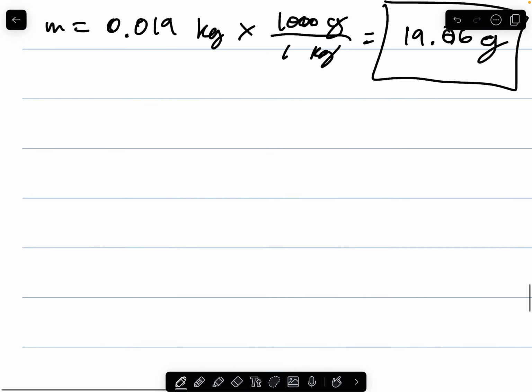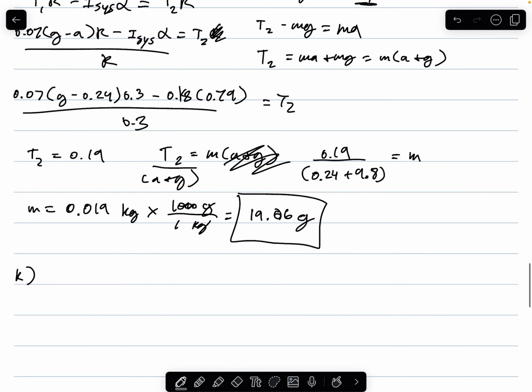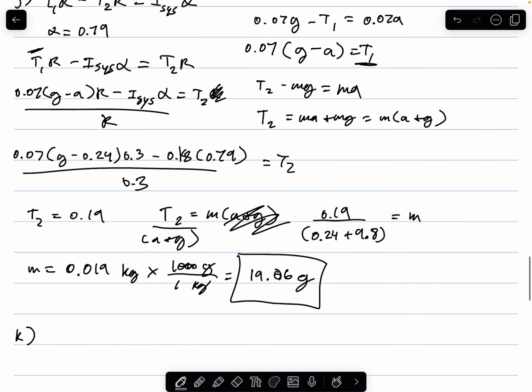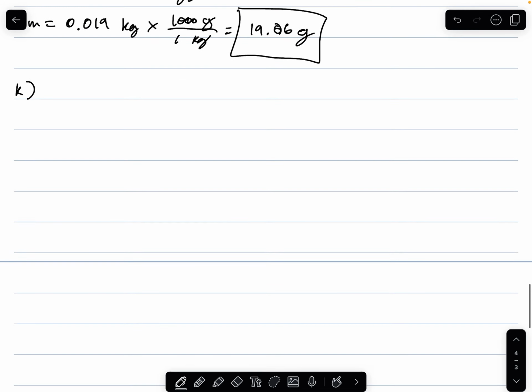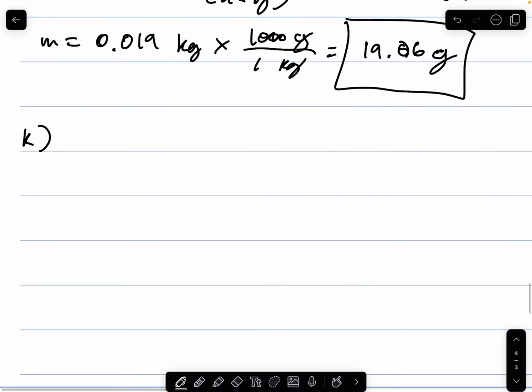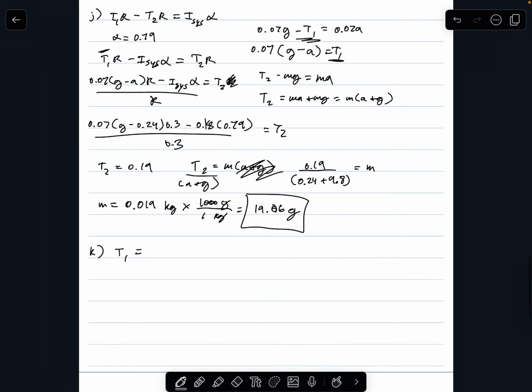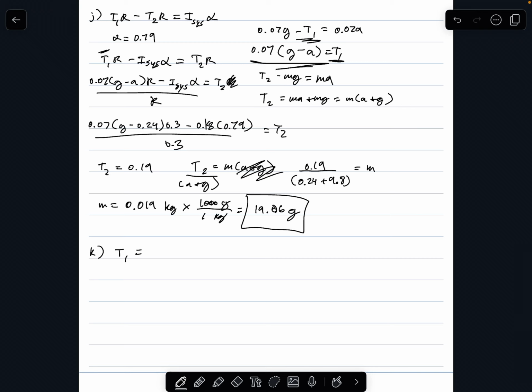Okay. For part K, I'm just going to plug in what I got. I'm going to plug in what I know for tension to get tension 1, which is the string on the left side, to compare it to the tension in the previous system. Tension 1 is going to be right here. So 0.07 times 9.8 subtract 0.24. So tension 1 in the new system is 0.67 newtons.